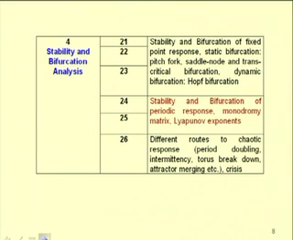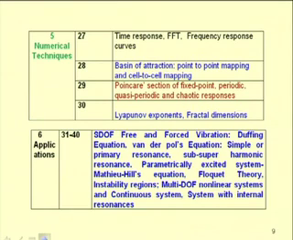The different routes include period doubling, intermittency, torus breakdown, attractor merging, and also we will study about the crisis observed in case of the chaotic responses. So, in the 5th module, I will tell you about different numerical techniques.